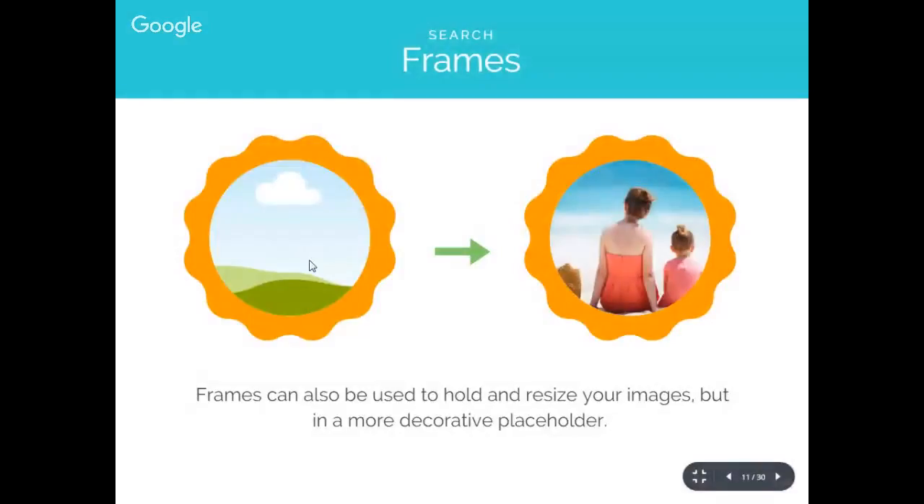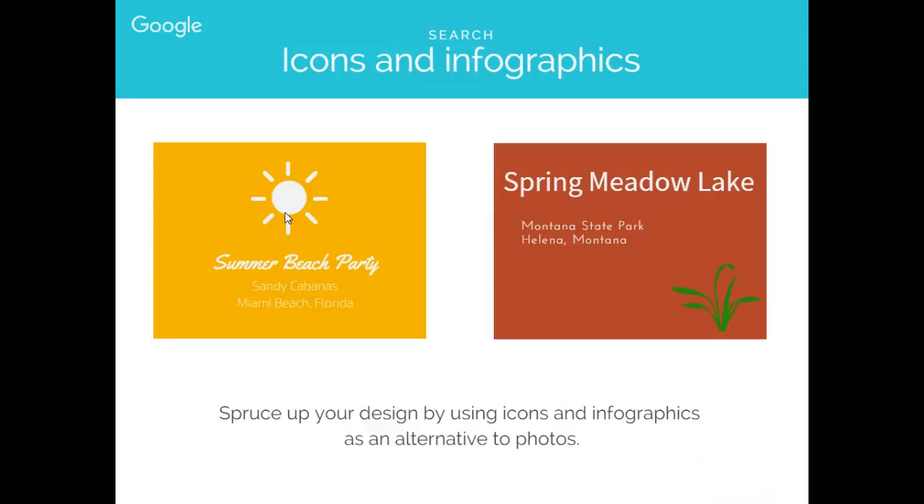All right, the next thing we're going to look at is icons and infographics. Use icons or infographics from the Canva library if you want an alternative to photographic images. A simple icon can bring emphasis to a particular element of your design or message. In the examples, the sun and grass icons highlight the sunny and nature themes of each design. So the sun right here is the icon, and the grass right here is the icon.